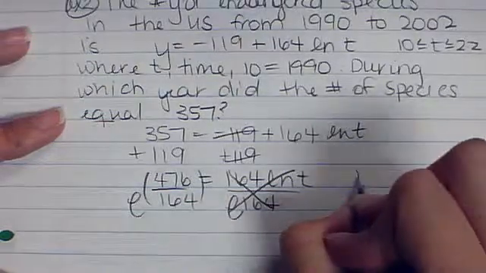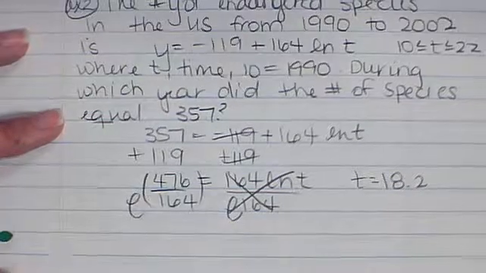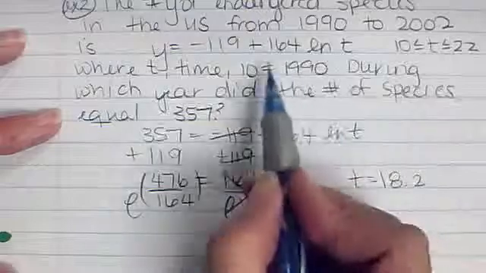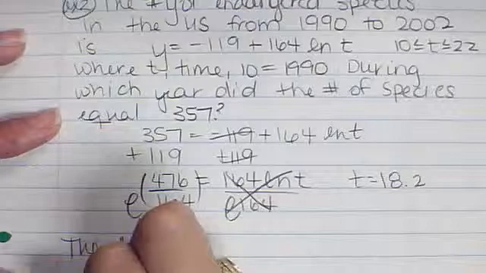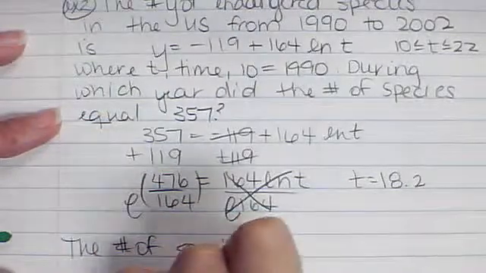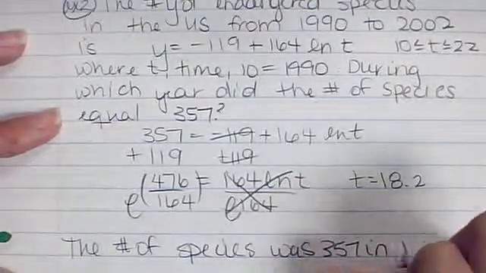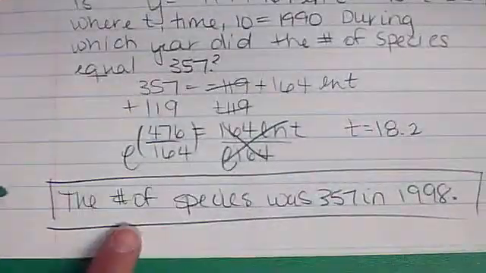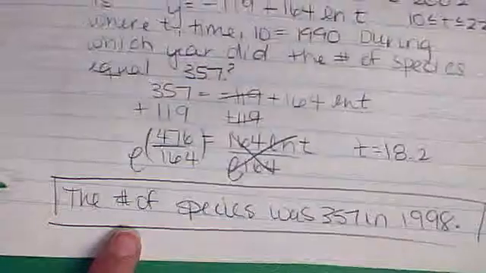When I plug it into my calculator, t is equal to about 18.2. If 10 corresponds to 1990, remember 10 up here corresponded to 1990, then 18 would be 8 years after 10. 8 years after 1990 would be 1998. So the number of species was 357 in 1998, and that would be my answer. As a rule of thumb, when I give you the problem as an equation, you can give me the answer as just a plain number. If it's given to you in a paragraph or a sentence, you need to return a paragraph or a sentence.